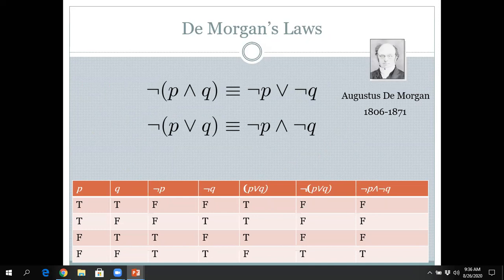Good old De Morgan. Nice picture of him right there. De Morgan's law says that if I negate an and, that's what that first line says. If we want to be really clever logicians, we would say we negate a conjunction, then it's the same thing as the disjunction of the negations. That's fancy speak. Or look, if I negate an and, it's like the or of the negations.